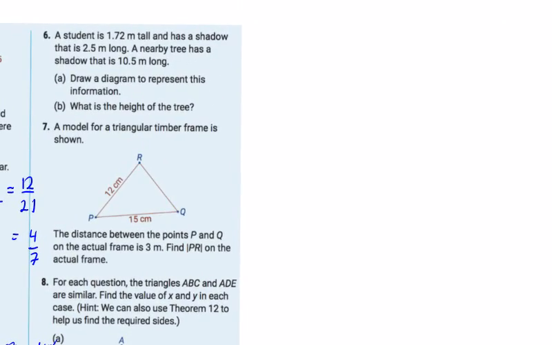So 6. A student is 1.72 meters tall and has a shadow that's 2.5 meters long. So let's do the question. Here's my student, and here's my shadow. The shadow is along the ground, 2.5. A nearby tree. Here's my tree. The tree's shadow is 10.5, and we're looking for diagrams to represent the information which we have, and we're looking for the height of the tree, which is x.